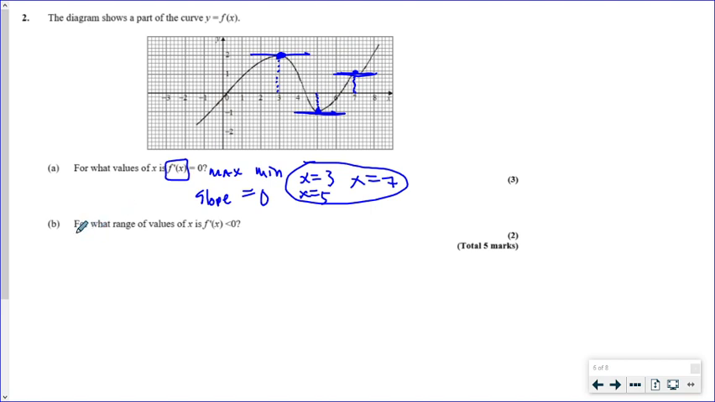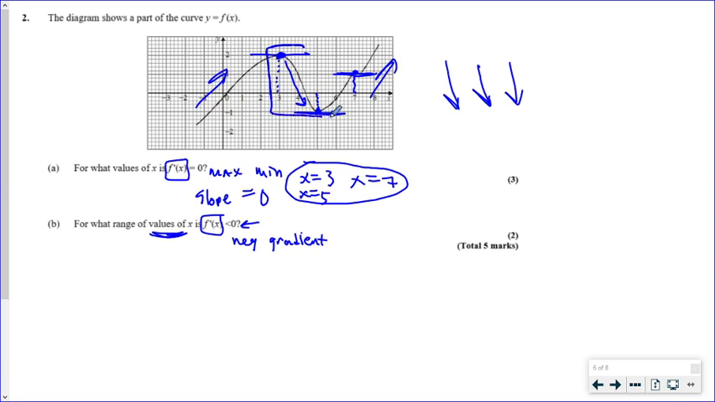Now here, it says for what range of values of x. So for what values of x is my derivative, that little apostrophe, less than 0? When is it negative? I want negative gradient. So here, I need to know when my graph is doing this, decreasing. That's decreasing, like decreasing my bank account. So, okay, look, I'm decreasing here. Do I see decreasing anywhere else? No, it's positive, increasing, positive, increasing. So just at this part.